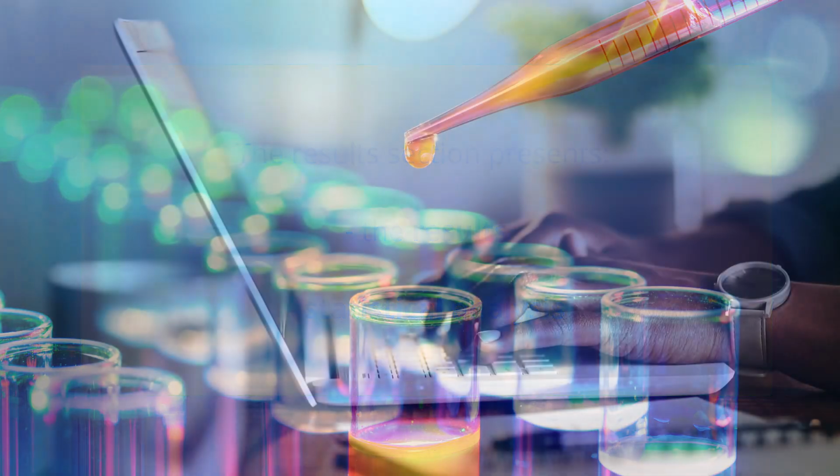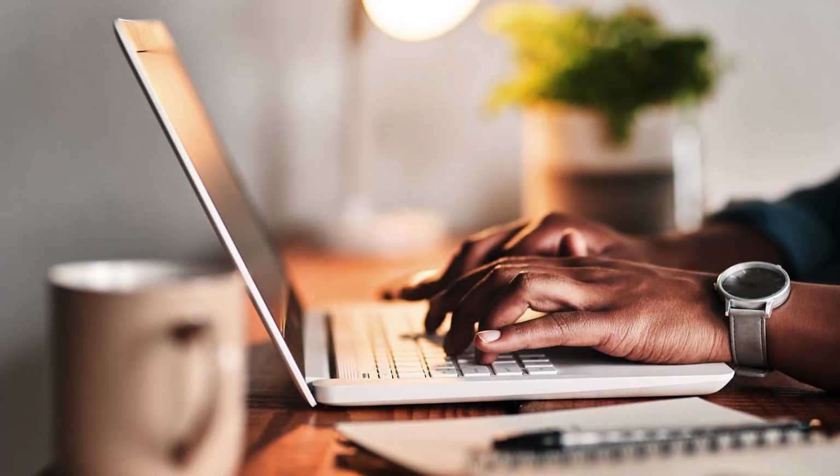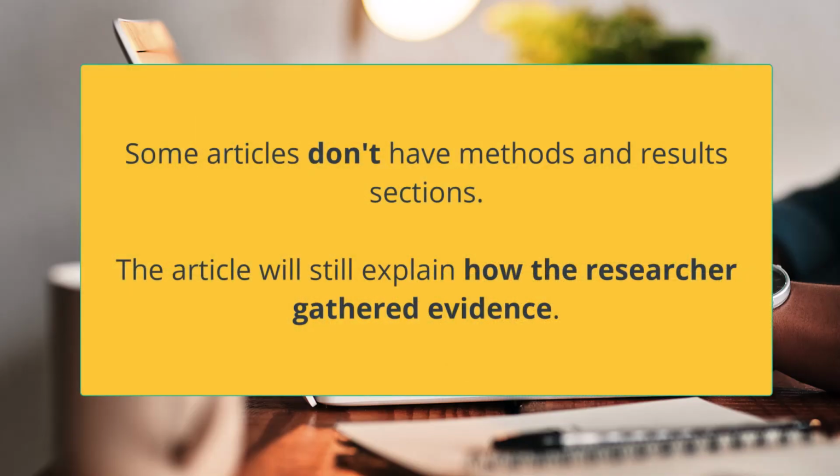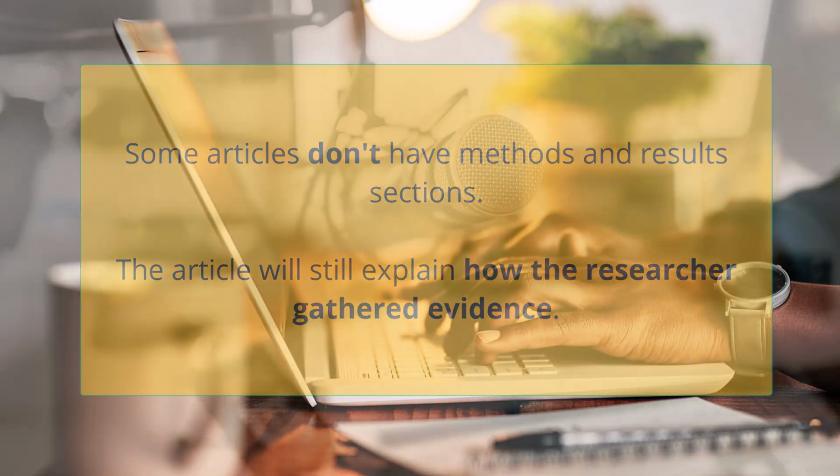Some articles, especially in the humanities, don't always have methods and results sections. However, the article will still explain how the researcher gathered evidence, such as by close reading a text, comparing cultural artifacts, or reading other secondary scholarship.